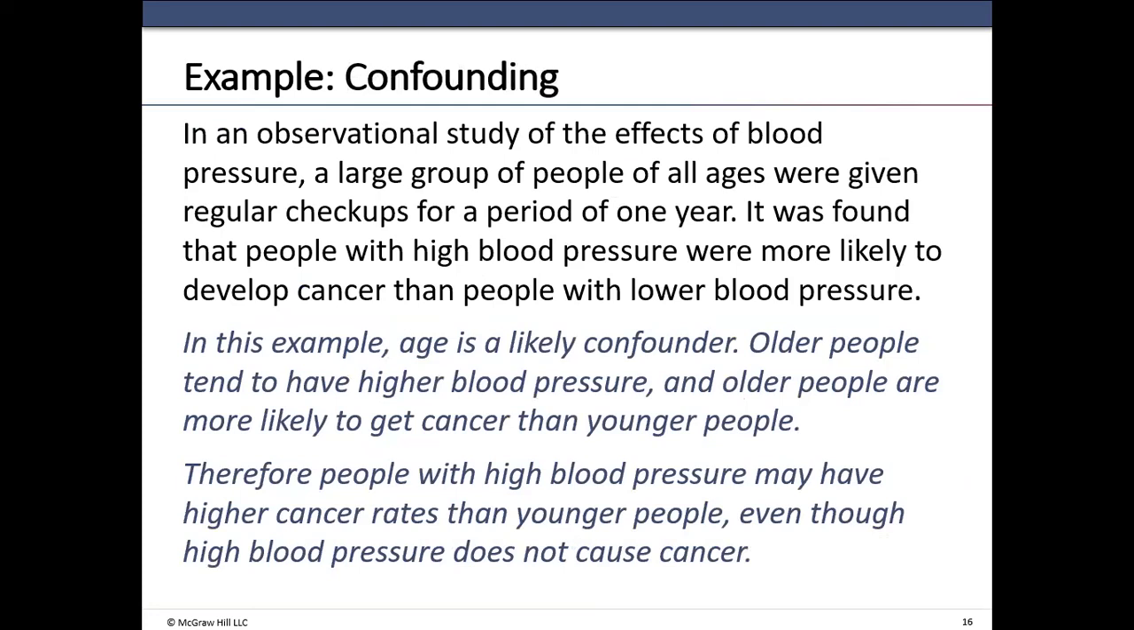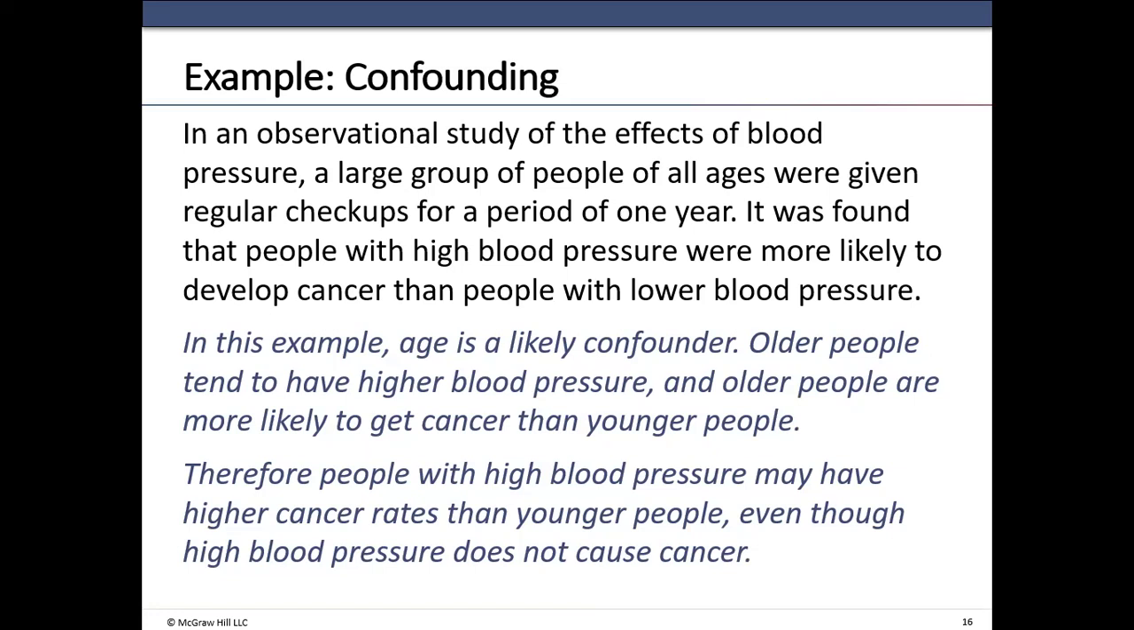In an observational study on the effects of blood pressure, a large group of people of all ages were given regular checkups for a period of 1 year. It was found that people with high blood pressure were more likely to develop cancer than people with lower blood pressure. In this example, age is likely a confounder. Older people tend to have more high blood pressure, and older people are more likely to get cancer than younger people. Therefore, people with high blood pressure may have a higher cancer rate, even though high blood pressure does not cause cancer.